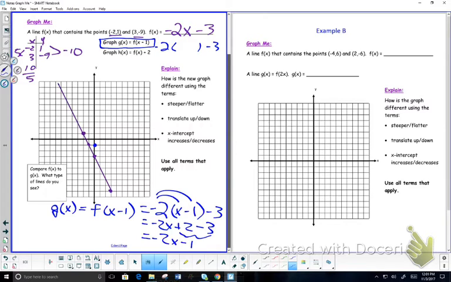From that point, what am I going to do with the slope? Go down 2 over 1. Down 2 over 1. Could I also go up 2, back 1? Yes. As long as one of the values goes in a negative direction.